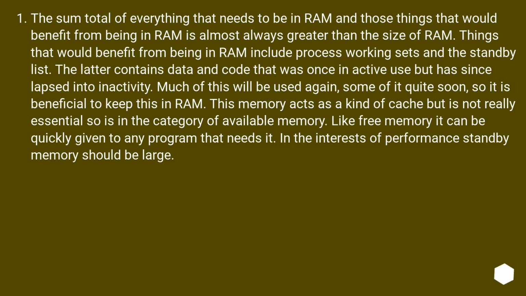Things that would benefit from being in RAM include process working sets and the standby list. The latter contains data and code that was once in active use, but has since lapsed into inactivity. Much of this will be used again, some of it quite soon, so it is beneficial to keep this in RAM. This memory acts as a kind of cache, but is not really essential, so is in the category of available memory. Like free memory, it can be quickly given to any program that needs it. In the interests of performance, standby memory should be large.